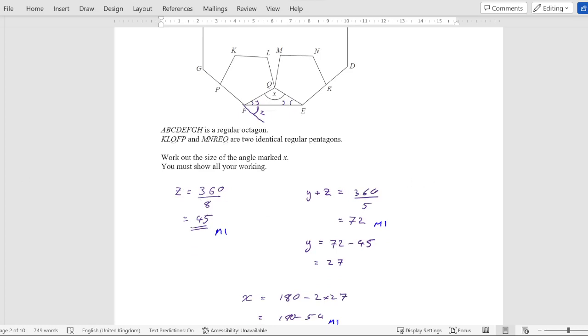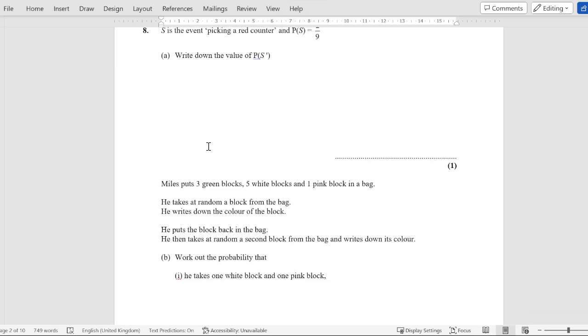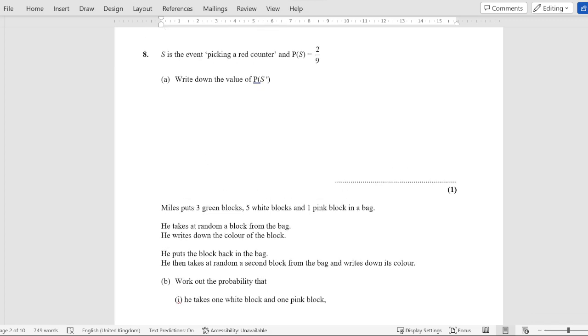Okay then, for question 8, is it 8 next? It is. Again, fairly straightforward mark. S dashed means the probability of S not happening. So if the probability of S happening was 2/9, the probability of S not happening is just 7/9, because they need to add up to 1.